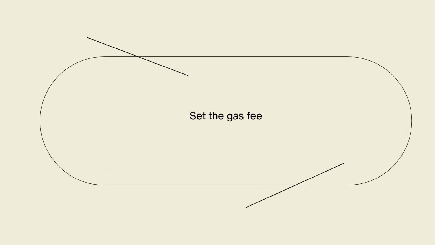Now set the gas fee. Set the appropriate gas fee for the transaction. The gas fee is a small amount of Ether required to process the transaction on the Ethereum network. You can adjust the gas fee to prioritize the speed of the transaction or to minimize transaction costs.